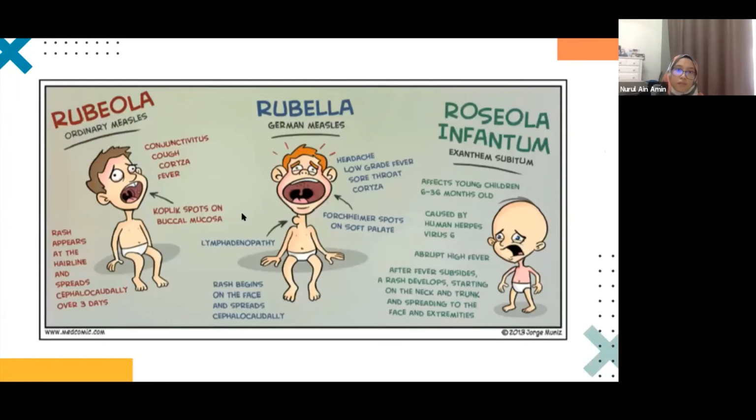So these are, as Aisha has explained just now, the differences between measles, rubella, and roseola infantum. For measles, remember the Koplik spots and the rash from the hairline, which spreads upwards and then downwards. For rubella, we have the Forchheimer spots on the soft palate at the top here, and also lymphadenopathies. And then for roseola infantum, we have the rash on the neck and trunk.